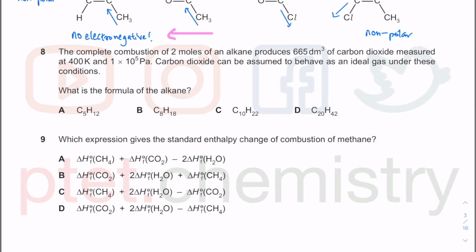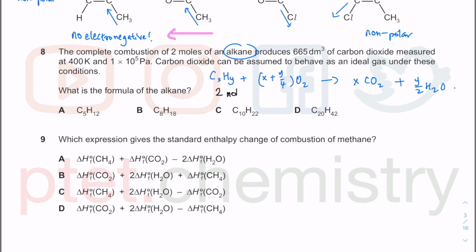Question 8, we have combustion of alkanes. We know that an alkane is CxHy, and then we can balance our equation with x plus y over 4 O2 to give us x CO2 gas as well as y over 2 H2O. Complete combustion of hydrocarbons. And with 2 moles of alkane, you get 665 dm cube of carbon dioxide.